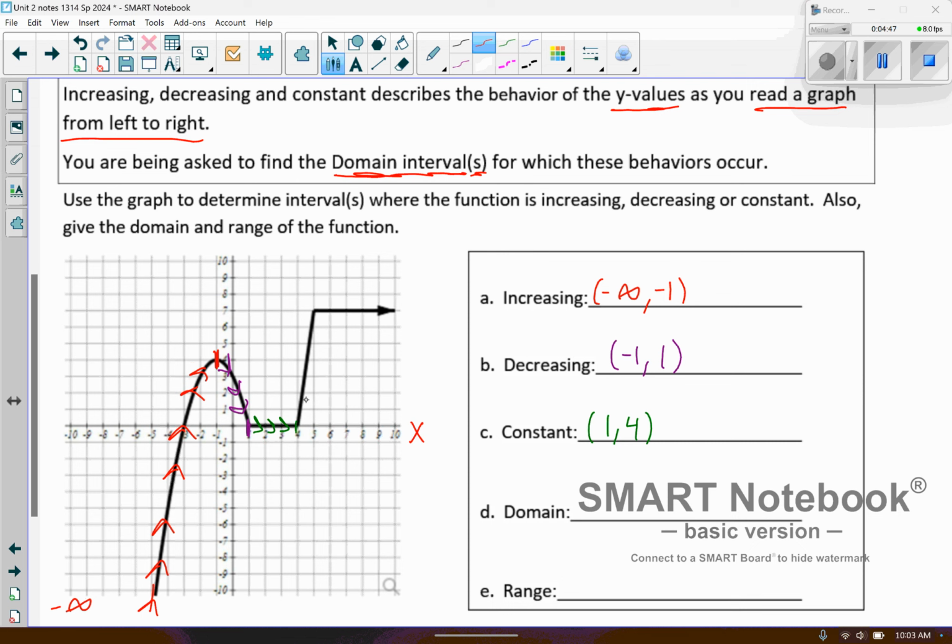Then our graph starts to increase again. So we're increasing, increasing, increasing, and so on. And so that increases from 4 to 5, when x is 4 to 5.